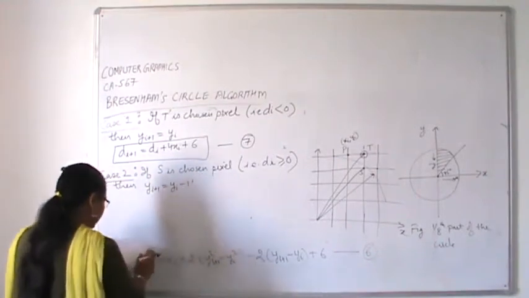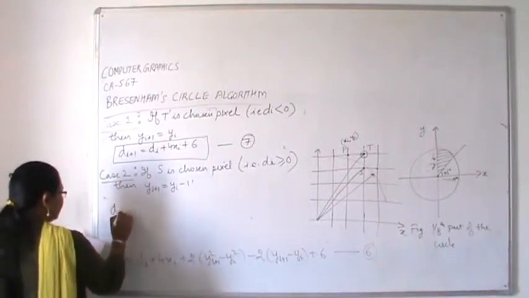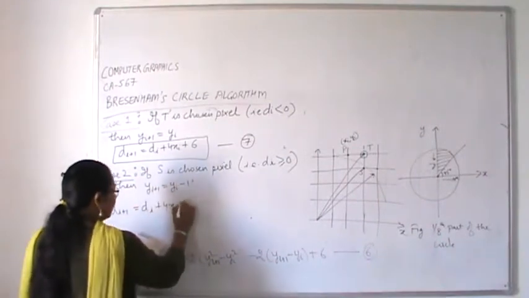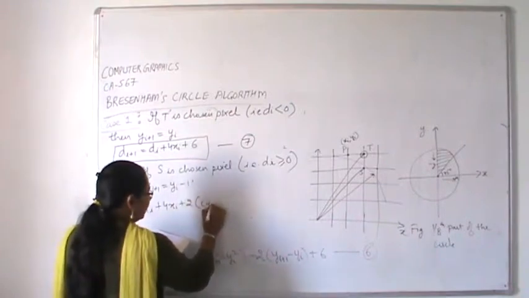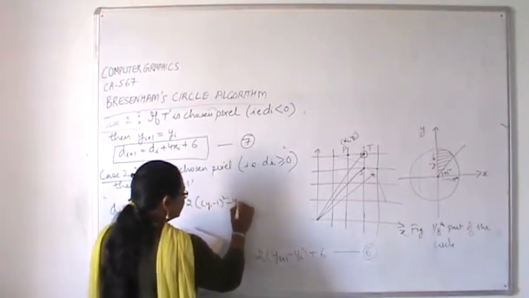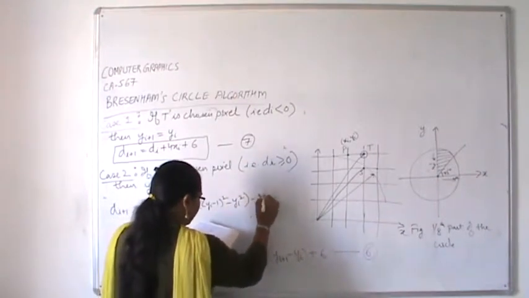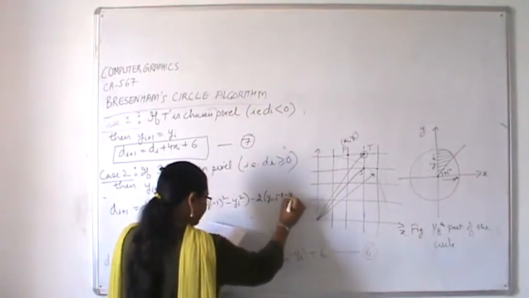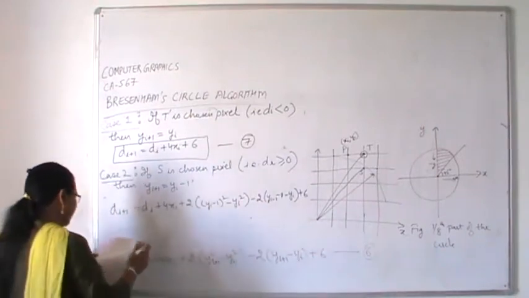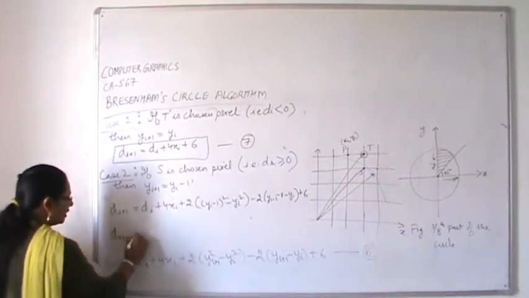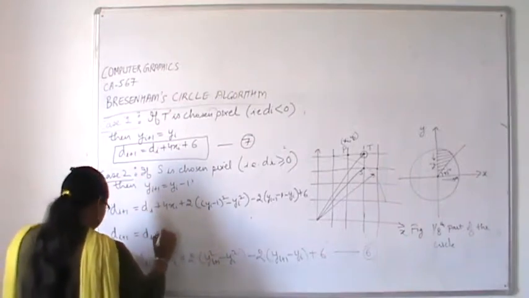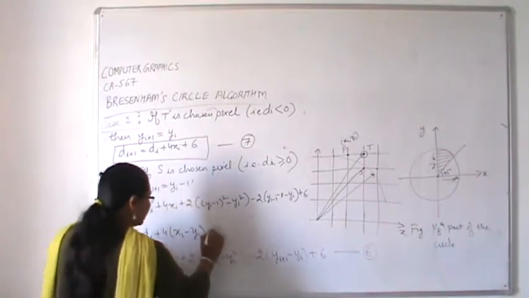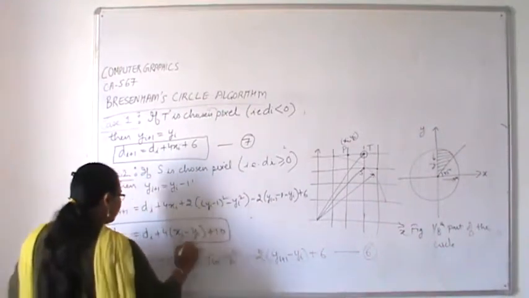So the value of d(i+1) is equal to di + 4xi + 2((yi - 1)² - yi²) - 2((yi - 1) - yi) + 6. So after solving this equation, we will get d(i+1) = di + 4(xi - yi) + 10. So this is our equation number 8.